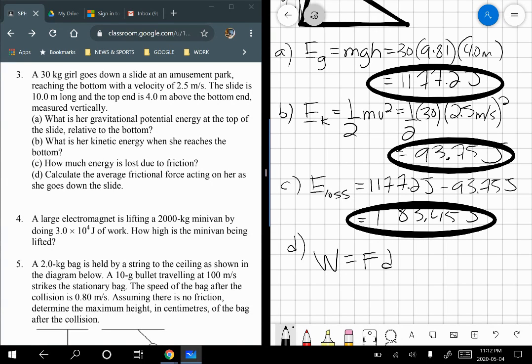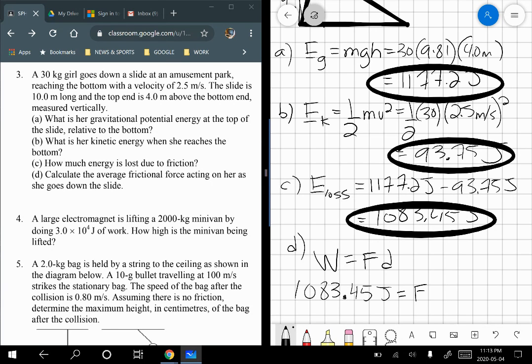Well, friction took that energy out of there. 1177.2 minus 93.75, that's 1083.45. So that is how much work friction did. That's how much energy was lost. And we're assuming that it all went to friction. Depending on the slide, I guess some of it could turn to sound.